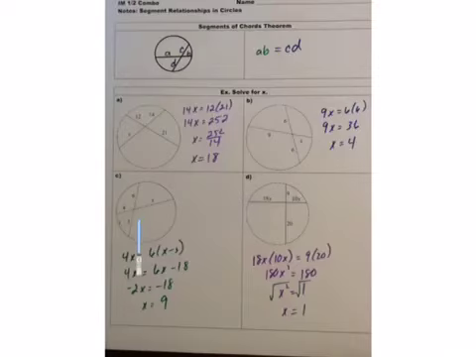C, a little bit more complex because we have an X minus 3 in here. So looking at the first chord with the 6 and the X minus 3, and the second chord is the 4 with the X. So I get 4 times X equals 6 times X minus 3. I went ahead and distributed the 6. Then I subtracted 6X from both sides to get negative 2X equals negative 18. Divide by negative 2, and we have X equals 9.